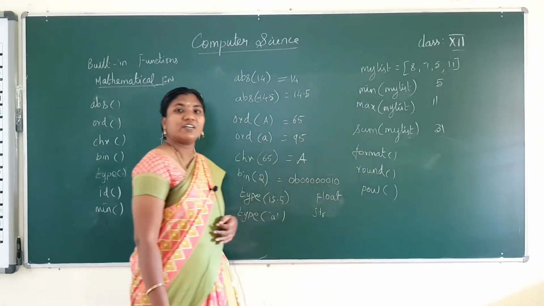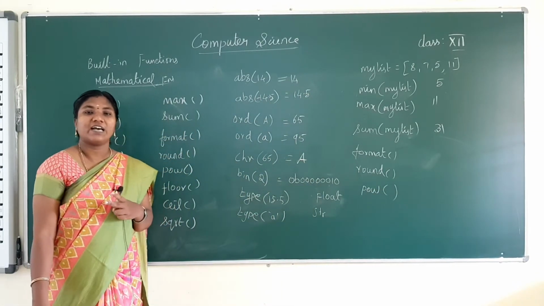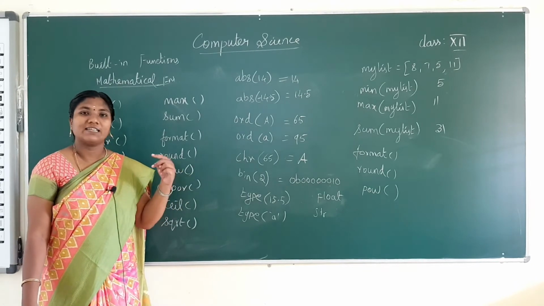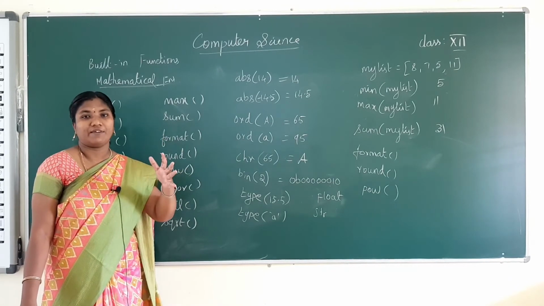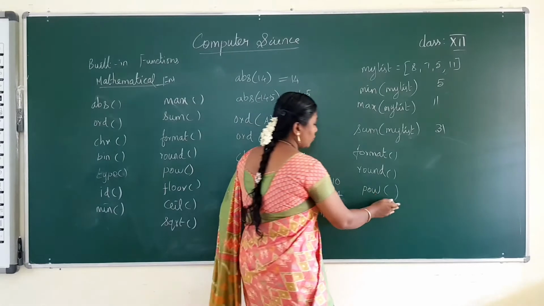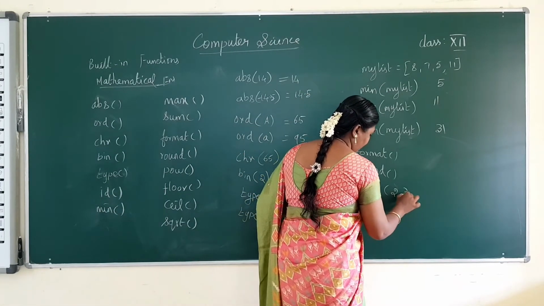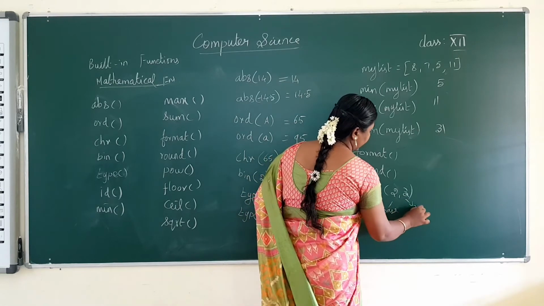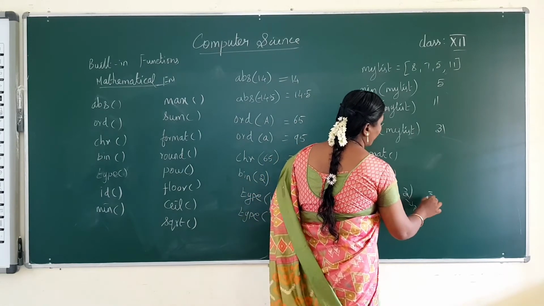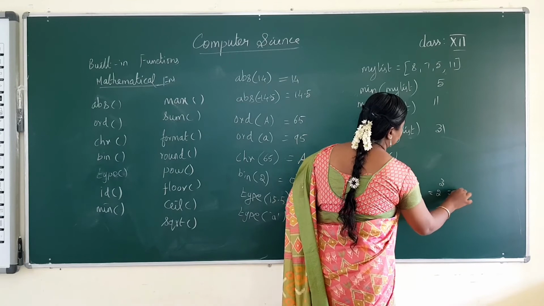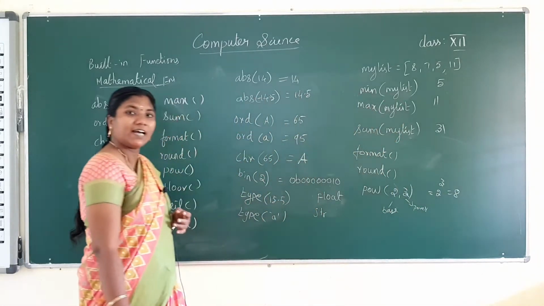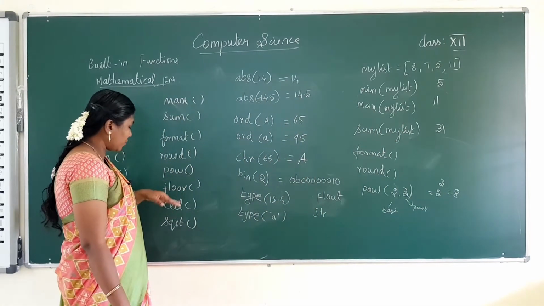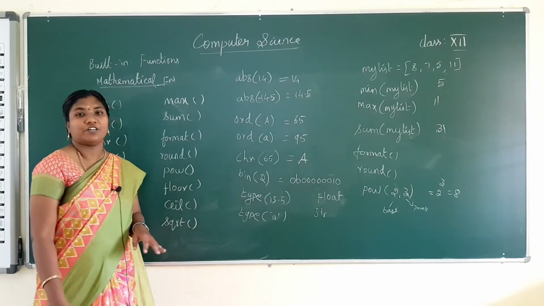The power function gives the power. It has 2 arguments, that is the base value and the power value. So, if I am giving 2, 3, the base value will be 2 and the power value will be 3. So, 2 power 3 will be calculated as 8. Okay. So, the power function has 2 arguments. And next, the floor, ceil and square root functions.